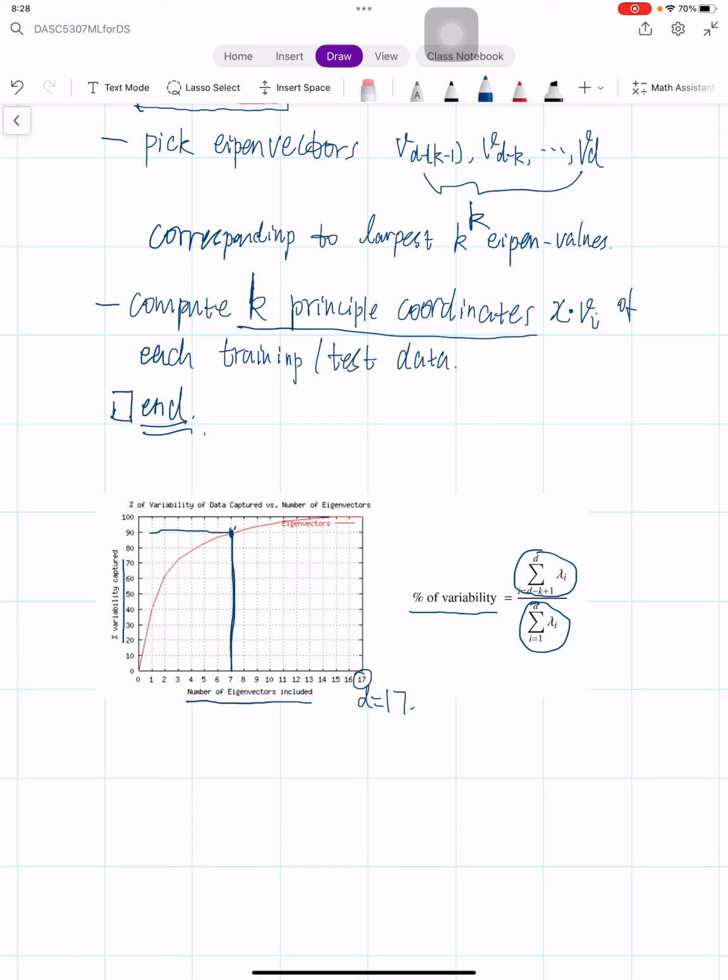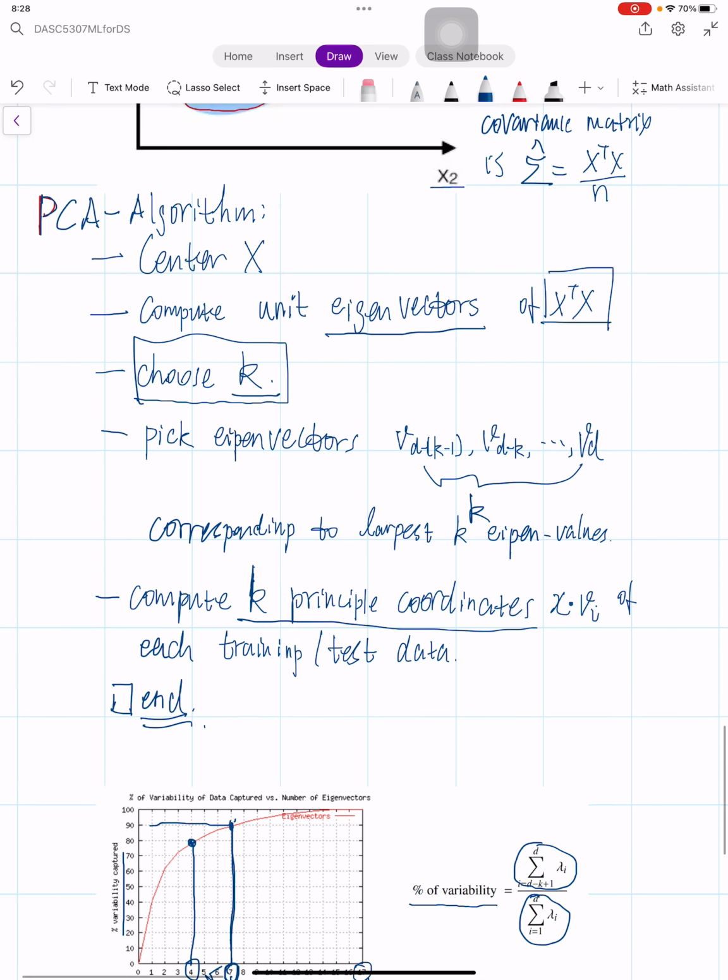In other words, if we want 90% of the variation, we only need to use 7 transformed features. If we want to use 4 of them, we can still capture 80% of the feature variance. So that's how we do the dimension reduction, and this is how we pick the number k.